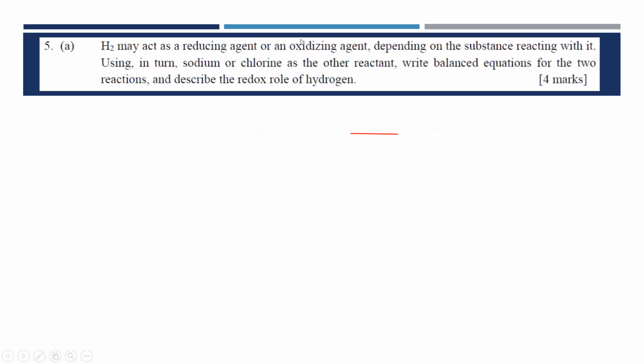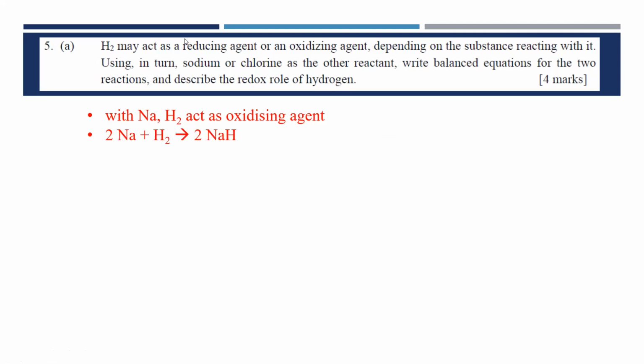Hydrogen may act as a reducing agent or oxidizing agent depending on the substance reacting with it, using in turn sodium or chlorine as the other reactant. Write a balanced equation for the two reactions and describe the redox role of the hydrogen. Okay, so in here when reacting with Na, hydrogen will act as an oxidizing agent. So according to the equation, 2Na plus H2 gives 2NaH.